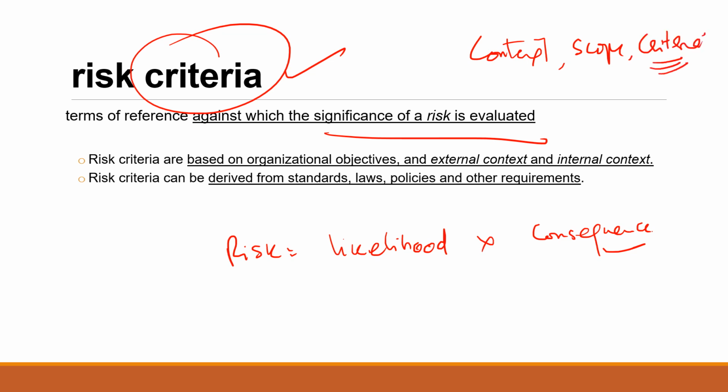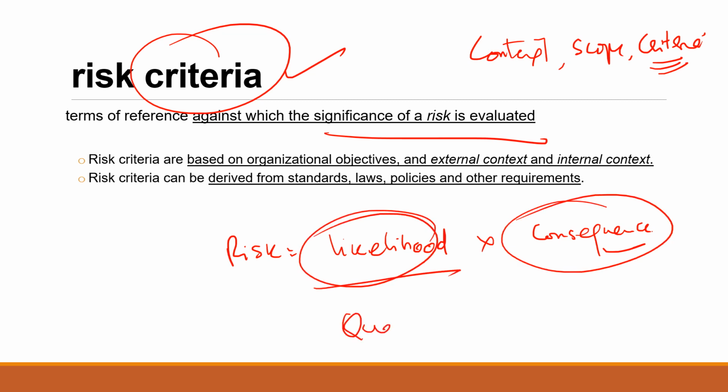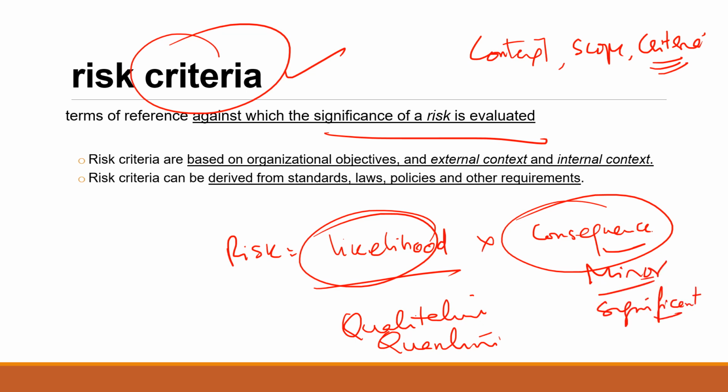Within the criteria, we can talk about risk assessment criteria and risk acceptance criteria. When I say risk assessment criteria, we talk about likelihood and consequence. This is the place where I can go for a qualitative approach or a quantitative approach. For example, for likelihood I can say certain, likely, unlikely. For consequence, you can say minor, significant, and so on. So you can create a scale around it. This is the qualitative approach.